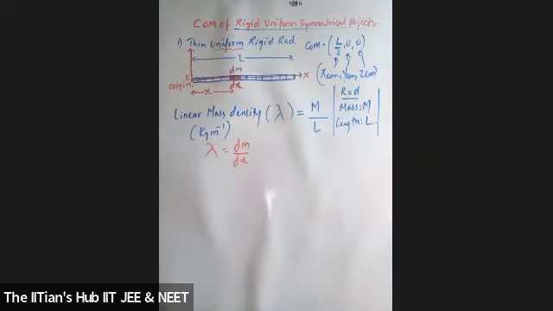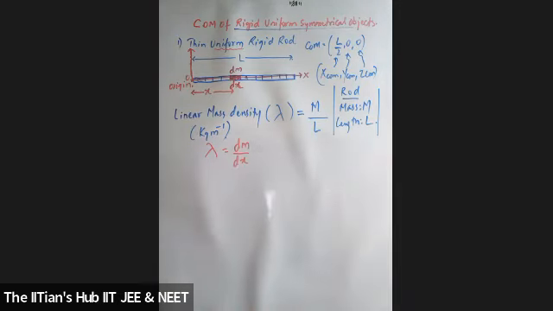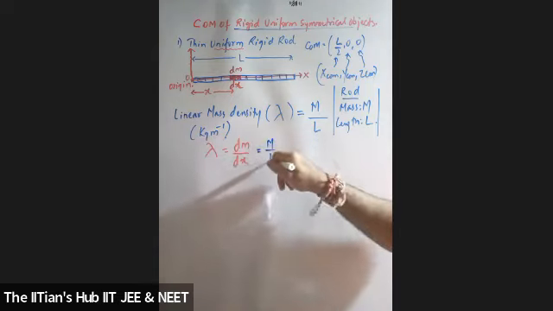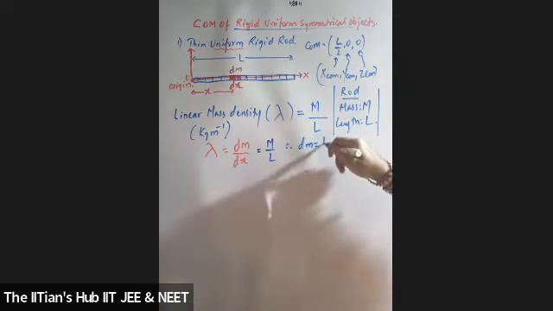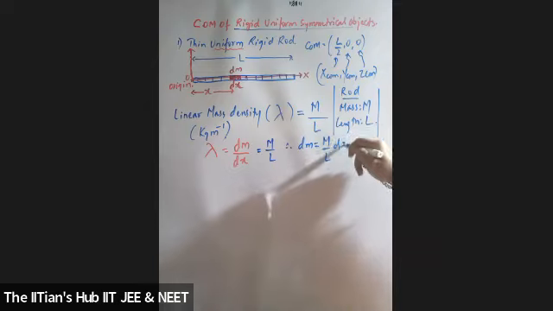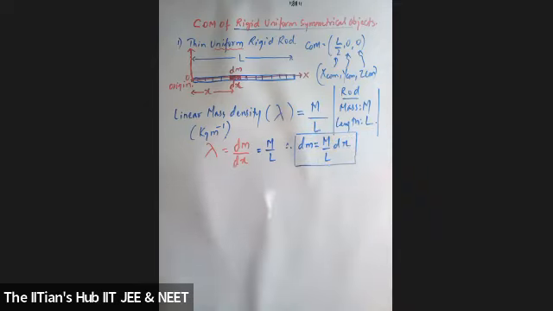Whenever they give you the word uniform, what does it mean? The mass is uniformly distributed throughout the length. So lambda will be equal to what? dm by dx can also be written in terms of M by L. Therefore, the value of dm will be equal to M by L into dx. Is this much clear to all of you?